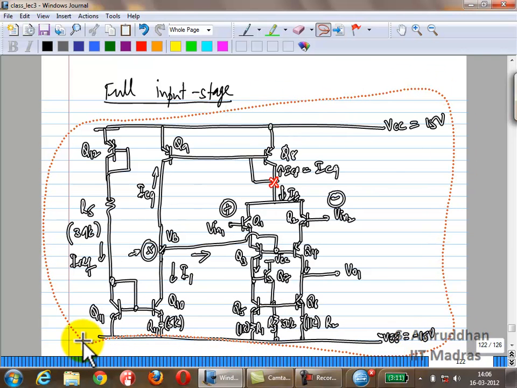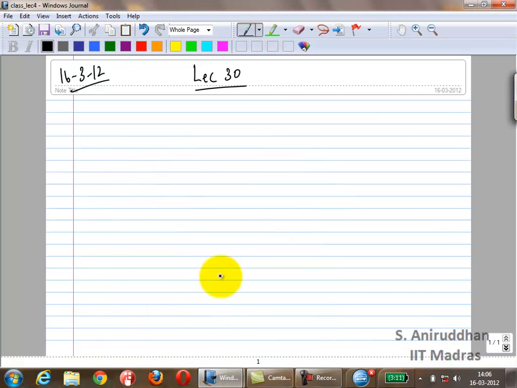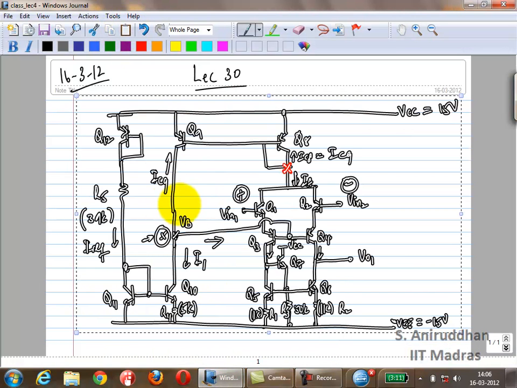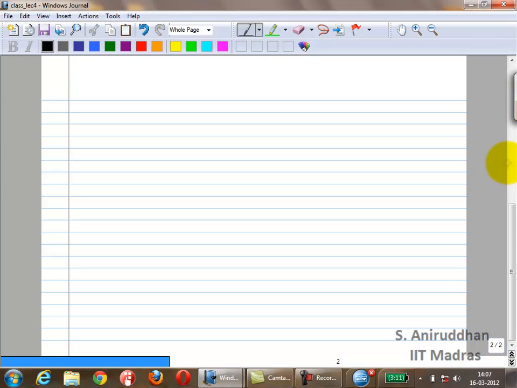So let me just copy this. Okay. So now let's say we are done with the biasing for the first stage, right? If IC3 plus IC4 is 19 microamps, you have 9.5 microamps through each side, right? So what do you think the second stage looks like?